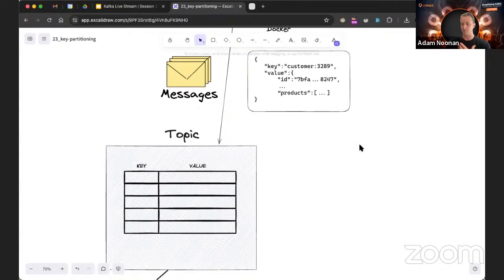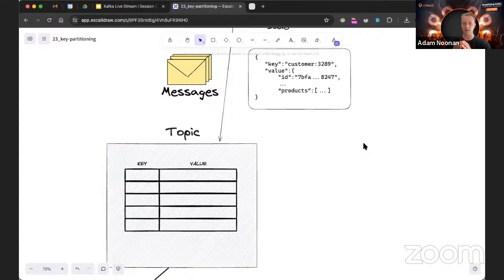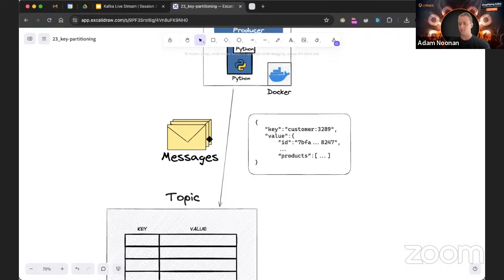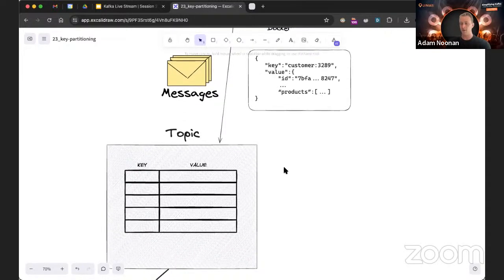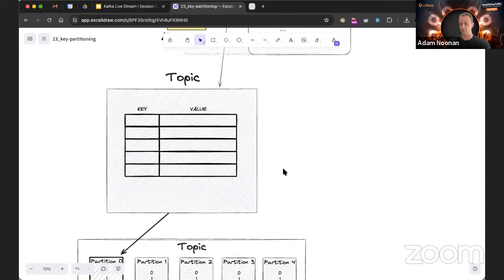And the way to think about a topic is essentially the analogy commonly used: a table. This is going to be a singular store for our data. It's also referred to as an event log, since we're sending streams of messages in sequential order. So this would be our producer sending messages with keys and values to our topic. And as we talked about last week, that key value is going to determine what partition we're writing to.